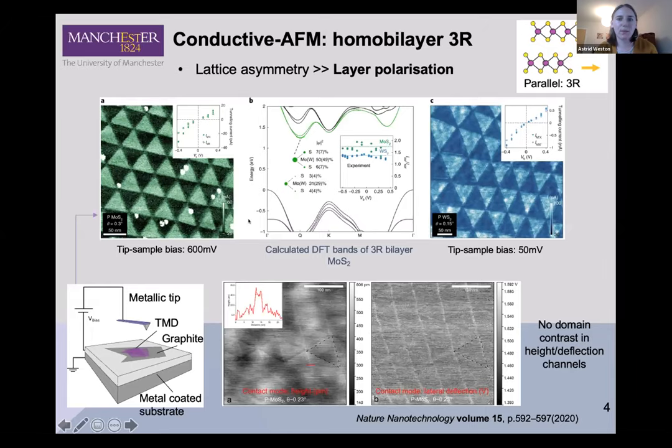But in order to properly explain this contrast variation, we can consider the electron wave function composition in each of the two layers. If we do this, we see that electrons would prefer to be on the top layer in the system, but as we scan across the different domains and we're going from one to the other, we see this contrast flip, and we are calling this layer polarization. This is not a global phenomenon. This is only happening locally between the different domains.